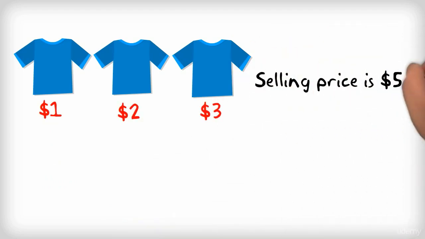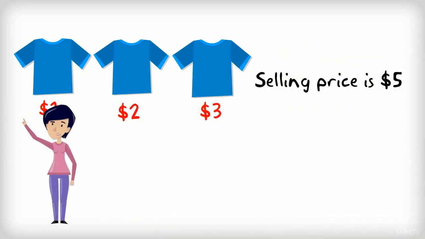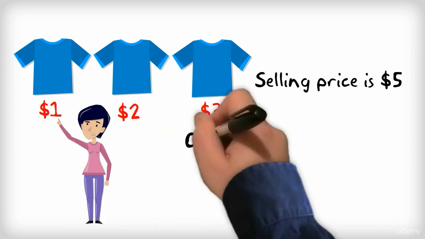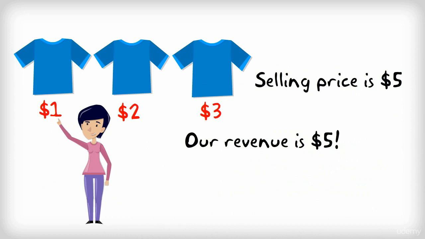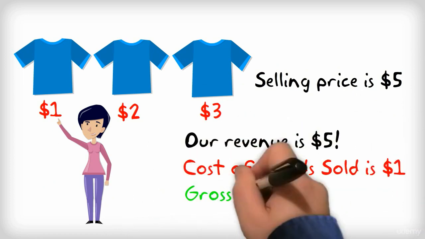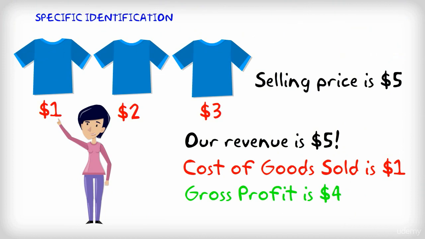This lady down here wants to buy the first t-shirt that we have bought. Our revenue is $5 because the lady has to pay $5 to get the shirt. However, our cost is $1. Gross profit therefore is $4. This method is called specific identification because we specifically identify which t-shirt the lady bought.